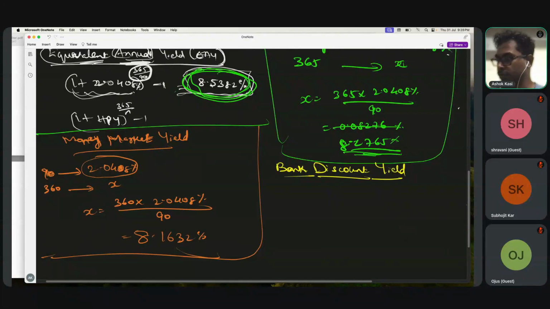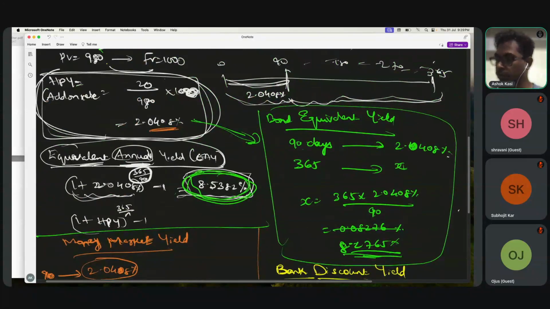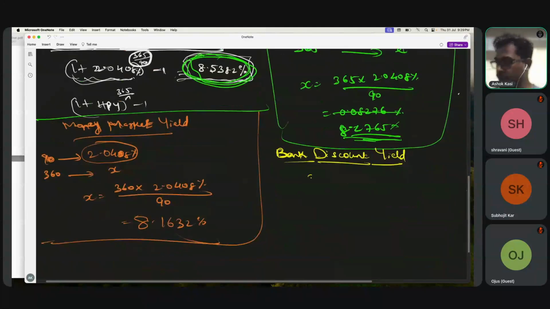Bank discount yield. Now, this is the only difference. Bank discount yield is completely different. We will not get inspired from holding period return. So how it happens is, 20 rupees profit you have got, but I will calculate it from the face value here. So 20 rupees out of 1000, into 100, comes to 2%.